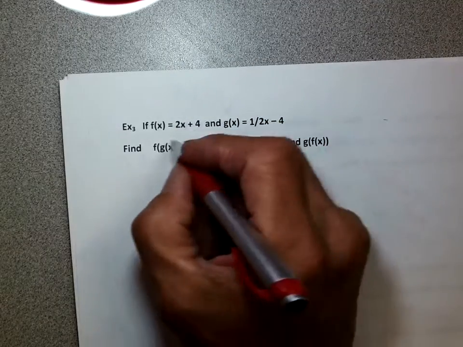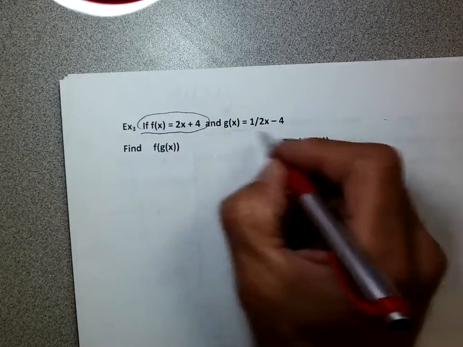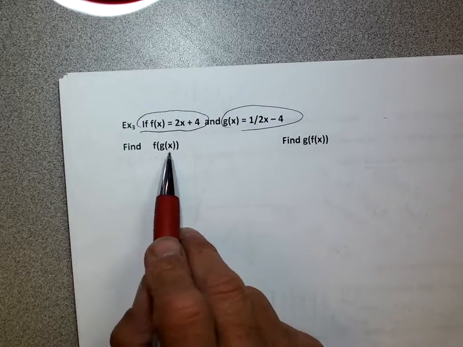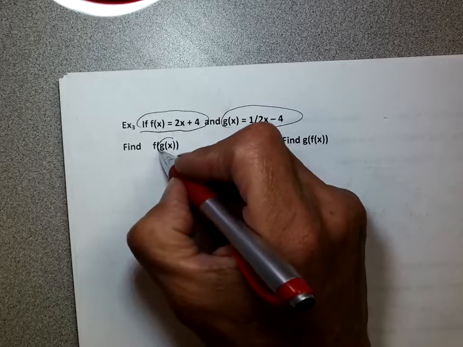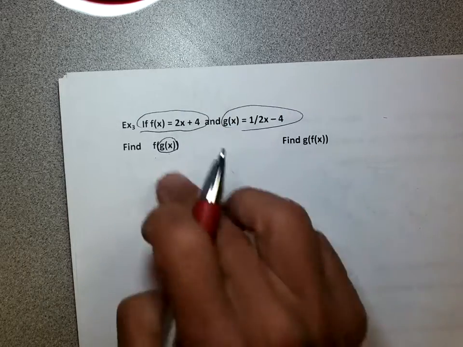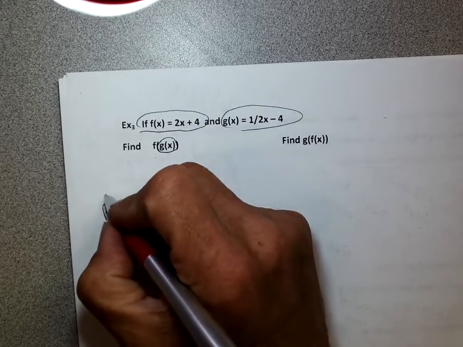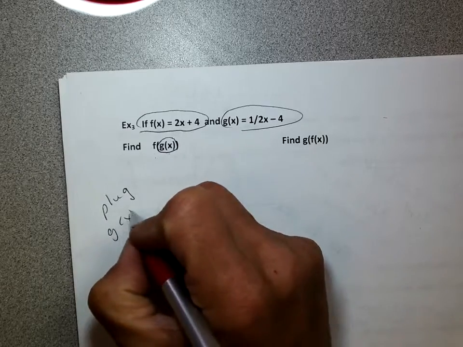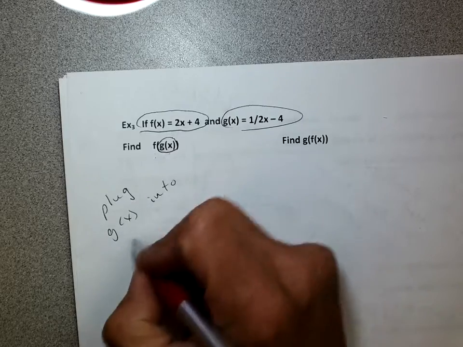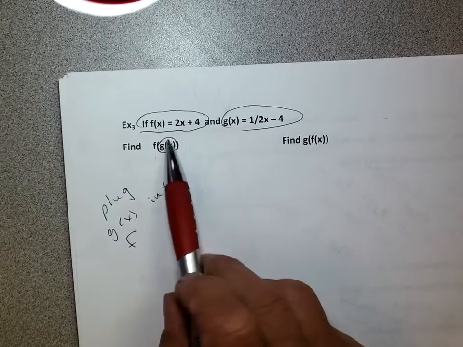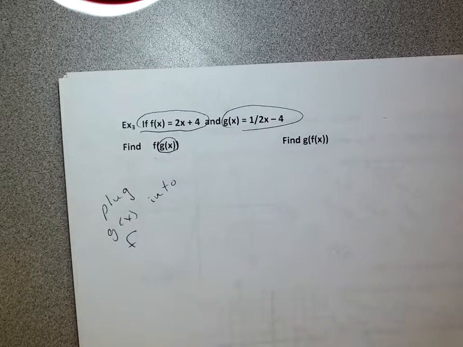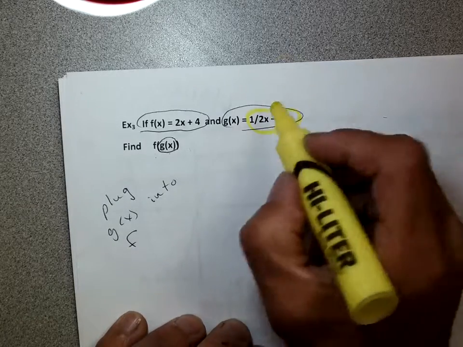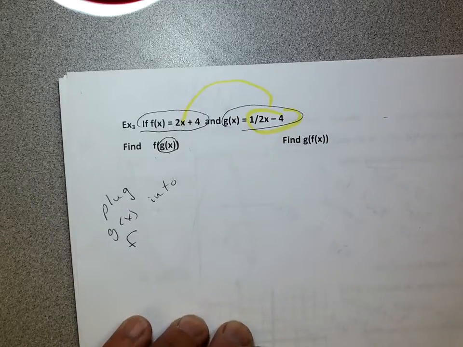I have 2 functions. I have f of x and I have g of x, okay? I want to find f of g of x. So remember, we start from the inside. So on this one, we're going to plug g of x into f, okay? That's what it says. G of x goes inside of f. So I'm going to take my 1/2 x minus 4 and I'm going to plug it in right there, okay? I'm going to plug it in.